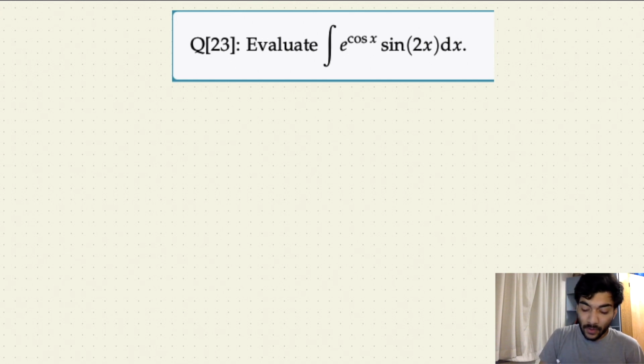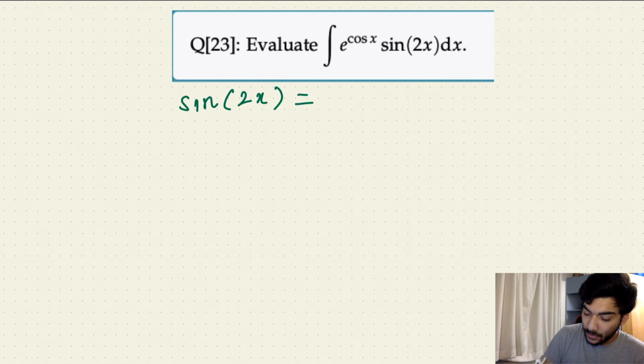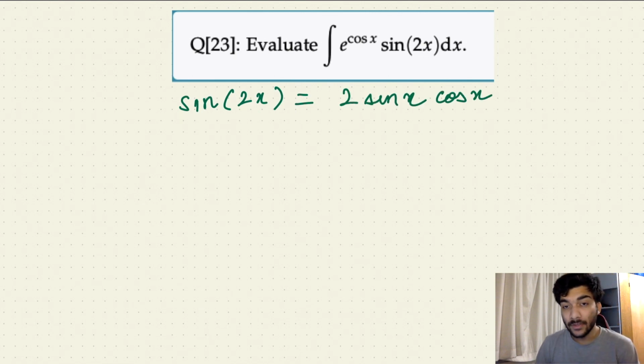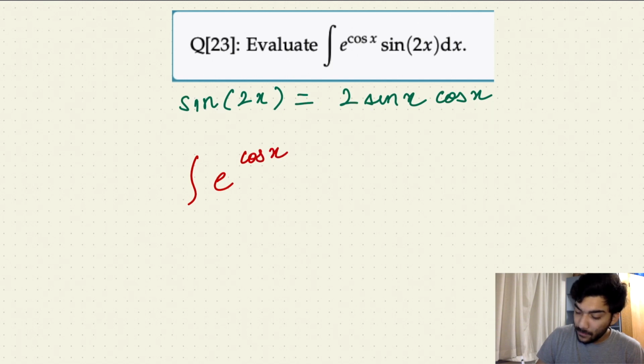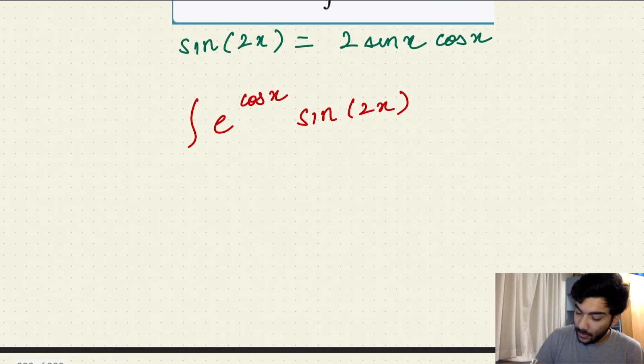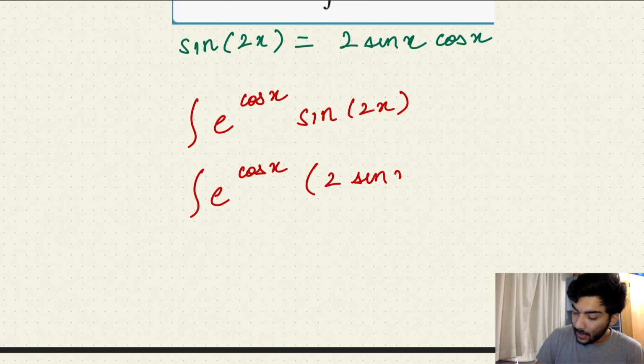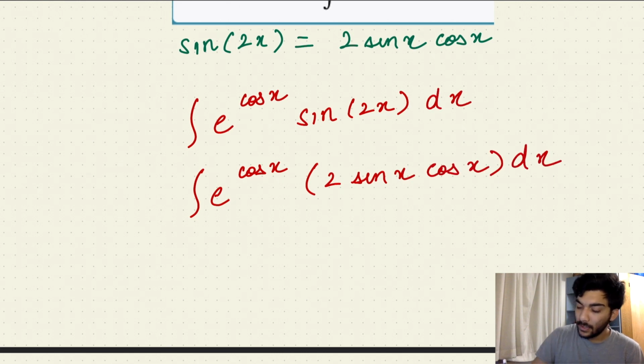So now, we also know a property of sine 2x. We know that sine 2x is indeed 2 sine x cos x because of the double angle properties of sine functions. So now, if we have to simplify this integral, we can write it simply as the integral of e to the power cos x times 2 sine x cos x dx in this case, right? There is a dx over here as well.